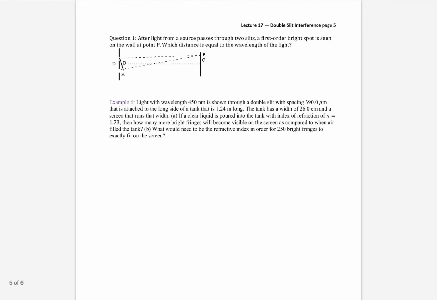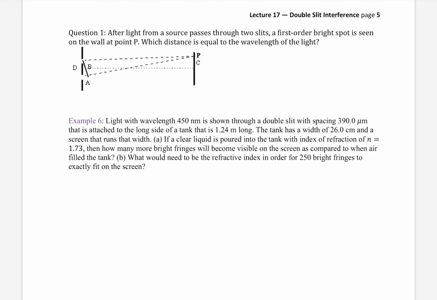Okay, all right, quick concept question, because I just want to remind us that we always use the parallel ray approximation. The question: after light from a source passes through two slits, a first order bright spot is seen on the wall at point P. Which distance is equal to the wavelength of the light? Make sure you can answer this.